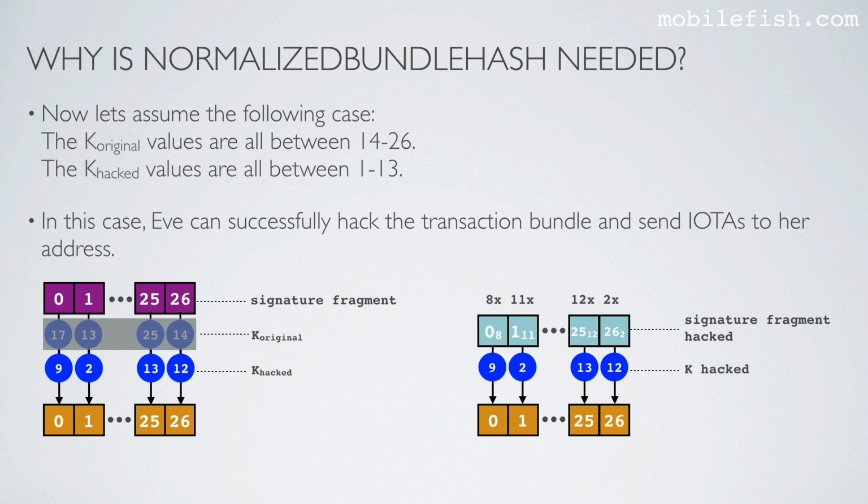Now let's assume the following case. The k original values are all between 14 and 26, and the k hacked values are all between 1 and 13. In this case, Eve can successfully hack the transaction bundle and send IOTAs to her address. This is another situation. The k original values are all between 14 and 26, and the k hacked values are all between 1 and 13.